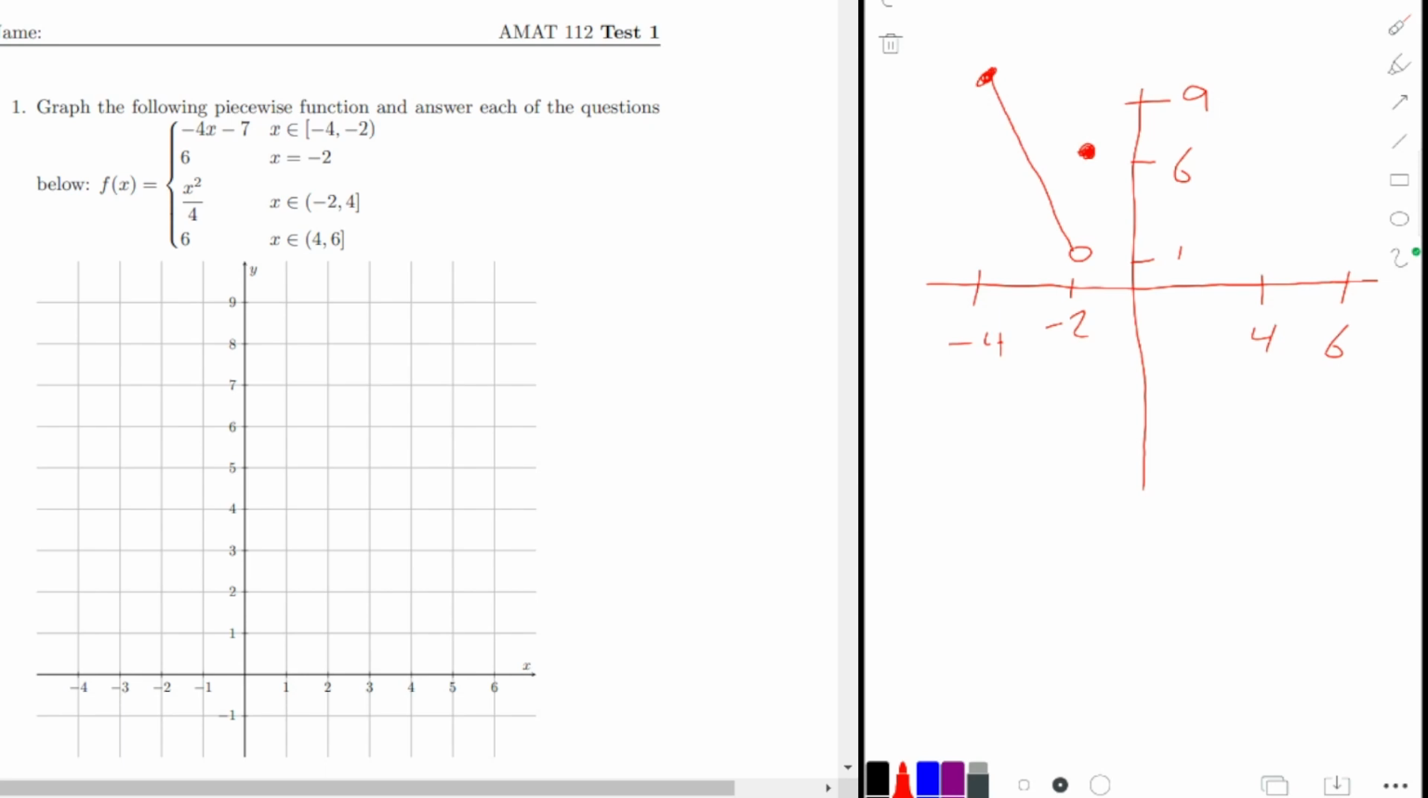Plug in -2, and you get 4 over 4, that's 1. It would in fact be right here. Plugging in 0, you get 0. Plug in 4, you get 4, which is a little bit less than 6, and that is in the domain there. But then from 4 to 6, it is just a horizontal line at height 6.